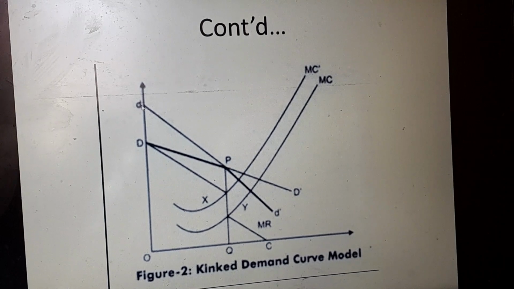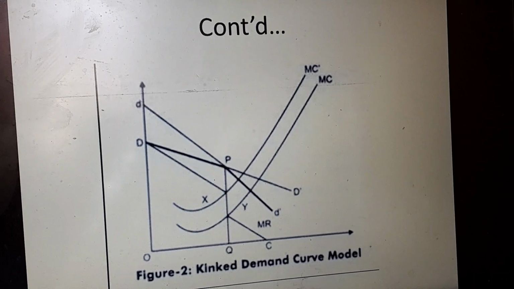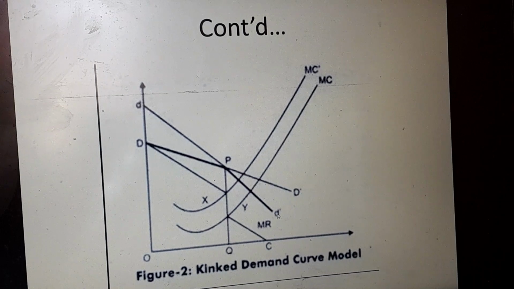Now the segment between D and the P small d and the P is very elastic. Again, the kinked demand curve is capital D, P and D small apostrophe. This is the kinked demand curve, capital D P D apostrophe. This is what we call the kinked demand curve.